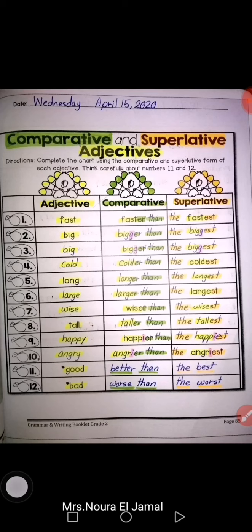8, tall, taller than the tallest. Happy, happier than the happiest, we change Y to I. Angry, angrier than the angriest. Good, better than the best. Bad, worse than the worst.